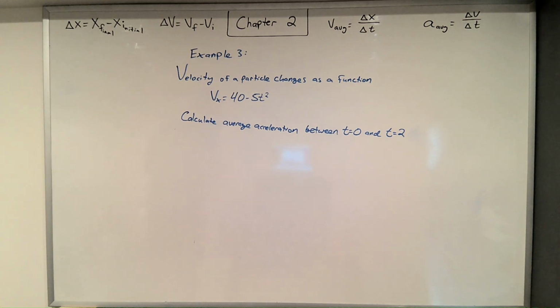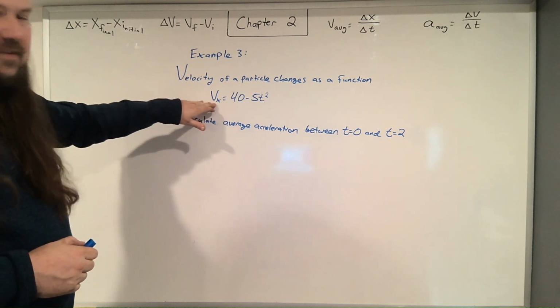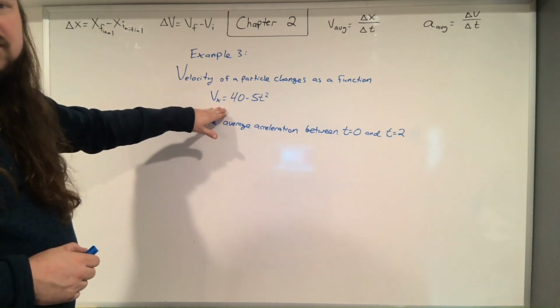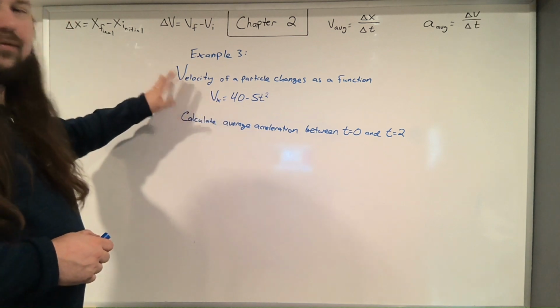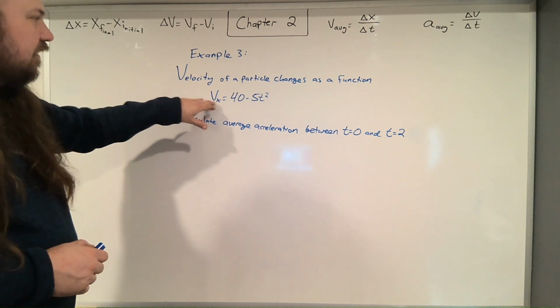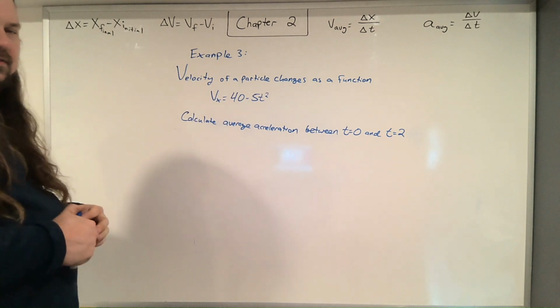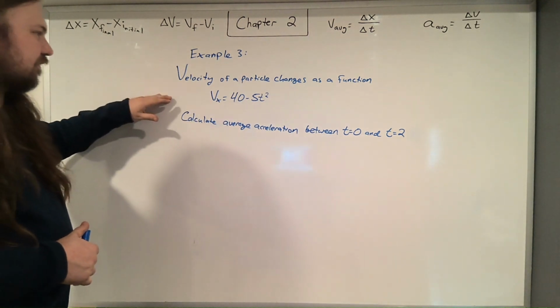So this one here is also given as a function. Velocity of a particle changes as this function. So we have a velocity in the x direction equation. Velocity as a function here, x. This is a function of t, but you do not see the t. Sometimes you'll see t in parentheses, sometimes you won't. Just giving you a variety of what to look for in these problems. But here we have v of x, and it's equal to 40 minus 5t squared. Okay, so that's our equation that we're dealing with, the function of time. It changes as a function of time.